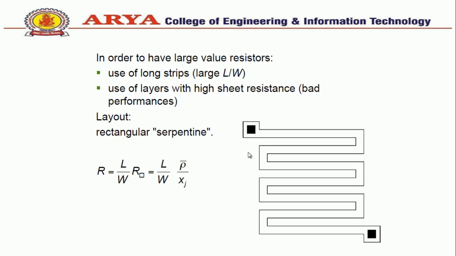We make the assumption that the resistance of the strip dominates the resistance of the entire structure; contacts should be designed to have negligible resistance. So we have R equal to L upon W times R square, which can be equated as R equal to rho bar upon xj times L upon W, where rho bar is the mean resistivity, L and W define the number of squares, and xj is the average thickness of the strip.